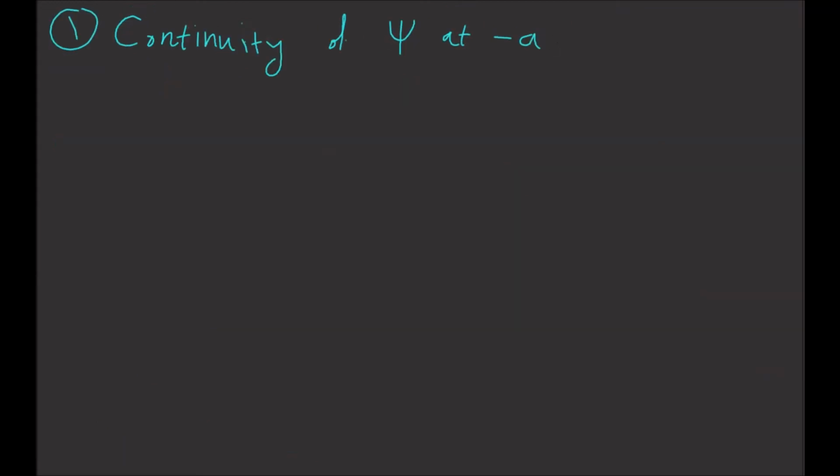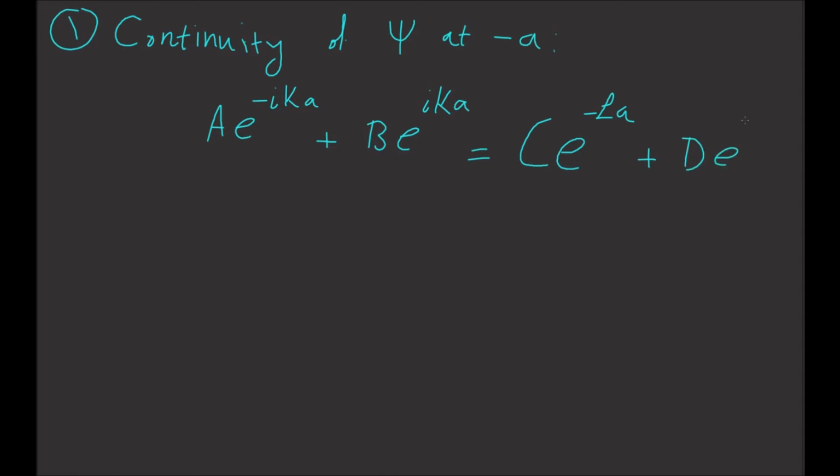So this boundary condition gives us A times e to the minus i k a plus B times e to the positive i k a is equal to C times e to the negative l times a plus D times e to the positive l times a.